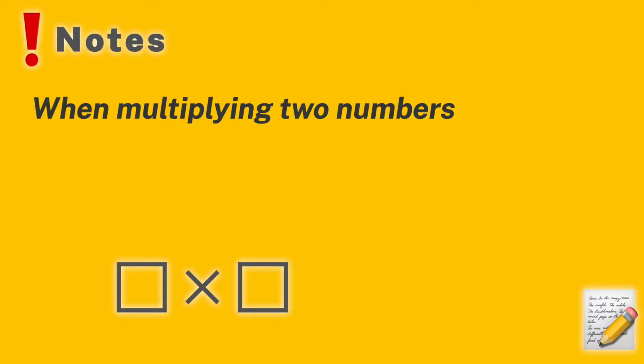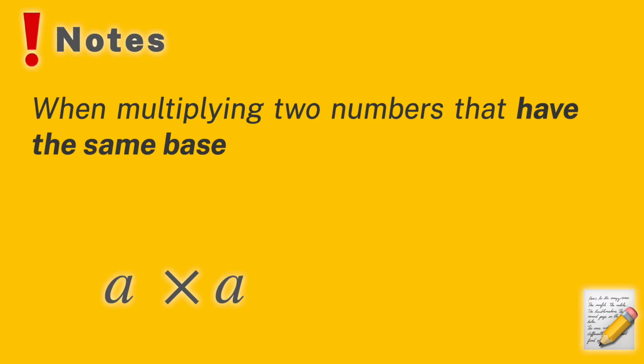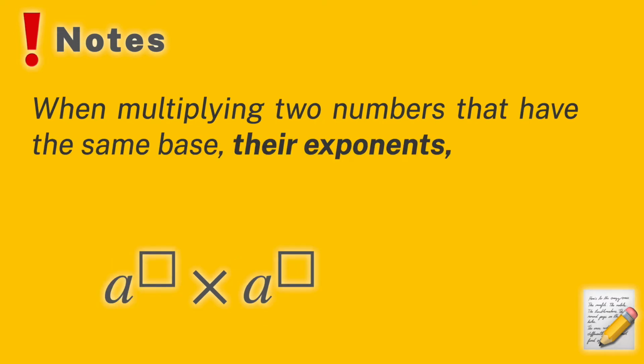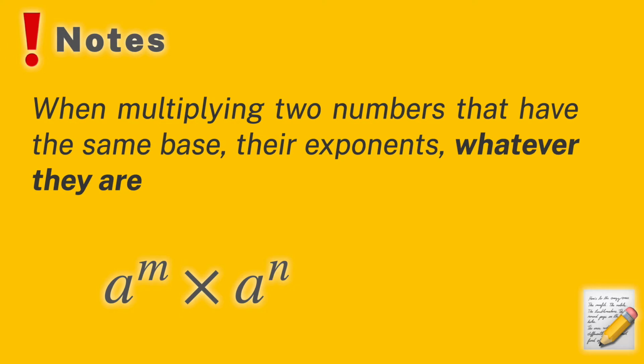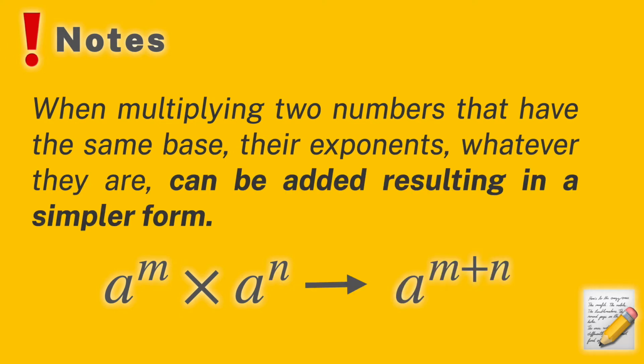When multiplying 2 numbers that have the same base, their exponents, whatever they are, can be added, resulting in a simpler form. Alright, look, we're going to do a harder example in just a few moments, but I want to show you something that's just a little mind-blowing. Yeah, so that example I gave you before with all of the 2's, I said there were like 4 ways of writing it. Well, that may not have been completely true.